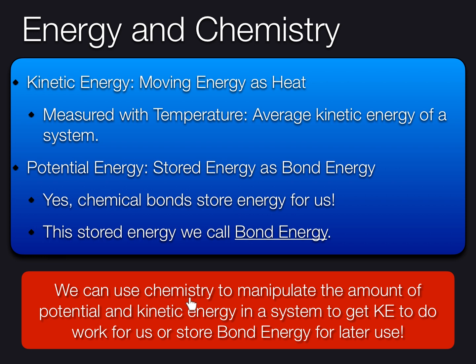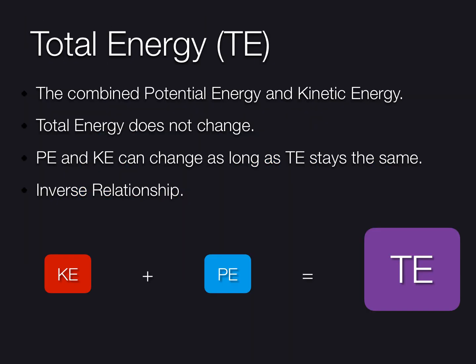We can use the chemical reaction to manipulate the amount of potential and kinetic energy in order to do work for us. That's the whole idea behind chemistry and chemical engineering: can you harness the power of a chemical reaction to do work for you? We're going to be talking about that work in the form of bond energy that's stored up and used maybe later.